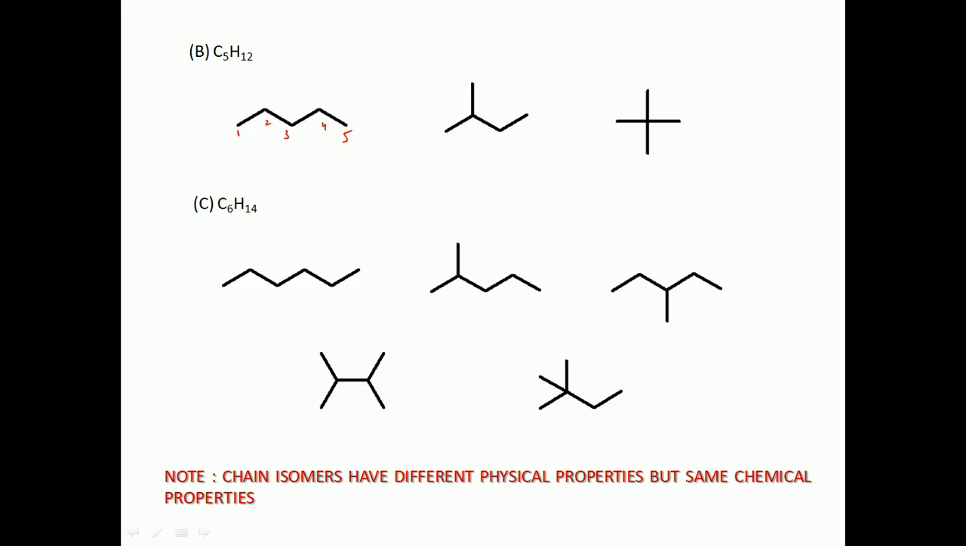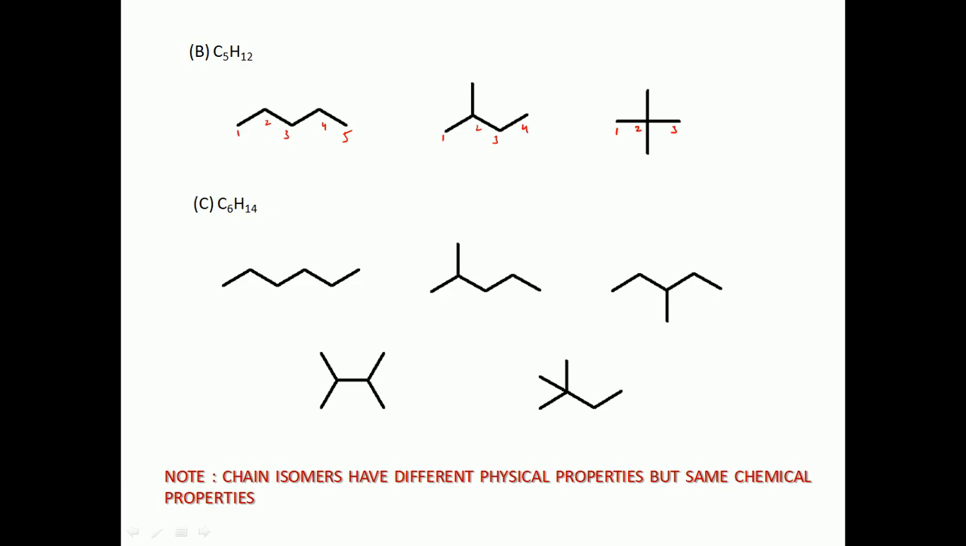In case of the second structure, what is the parent chain? So parent chain is 1, 2, 3, 4. Here you are having 4 carbon atoms in the parent chain. What is the name of the structure? Common name is isobutane. IUPAC name is 2-methyl-butane. And in the third structure, you are having only 3 carbon atoms in the parent chain.